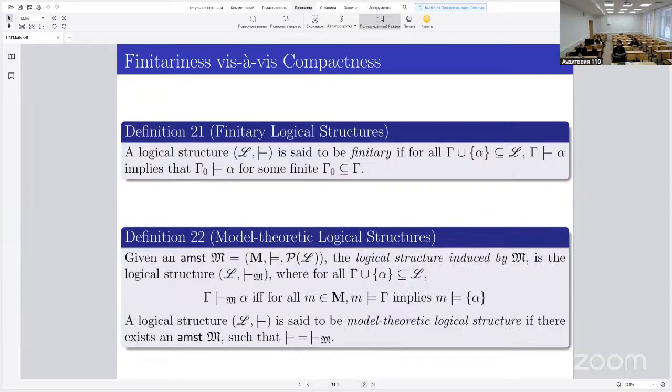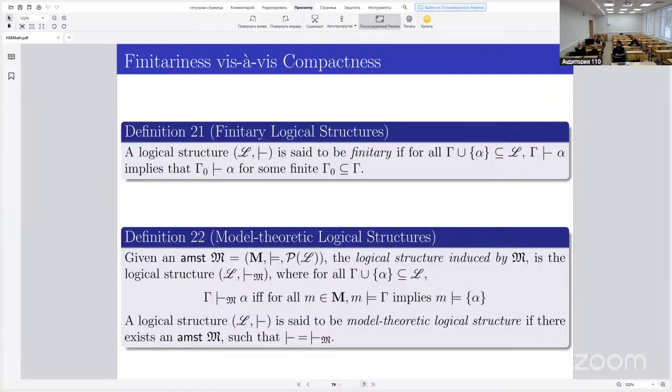Okay, now there is a new notion, model theoretic logic. The term is actually taken from Professor Jouko Väänänen's work, who also works on model theoretic logic, but the definition is different. If you have an abstract model structure M, then the logical structure induced by M is this particular logical structure, where gamma entails alpha in the induced structure if and only if for every M that satisfies gamma, M satisfies alpha. This is more or less the standard definition.